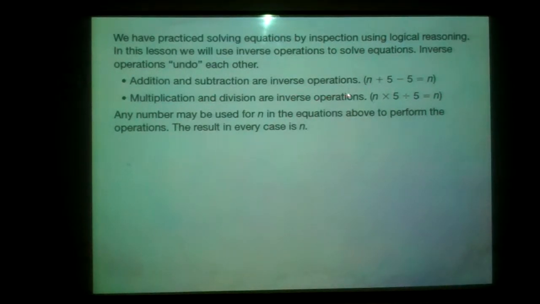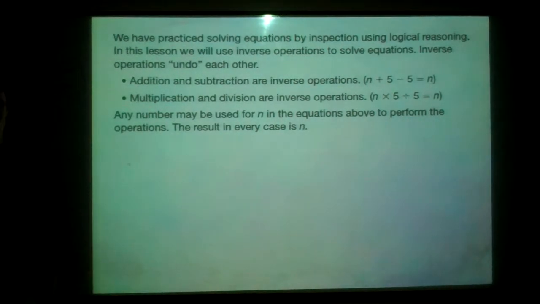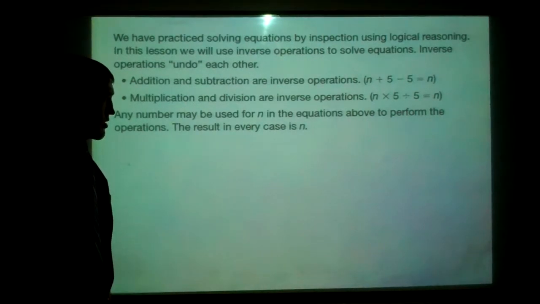Multiplication and division are inverse operations. N times 5. Okay? If we wanted to solve for n, we would divide by 5, because 5 divided by 5 is 1, and n times 1 is just n. And that's why we can do these things. Alright, inverse operations help us solve for that variable.